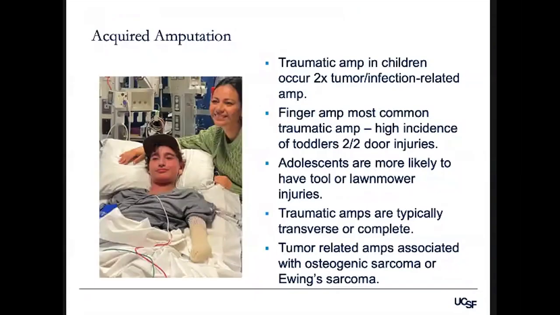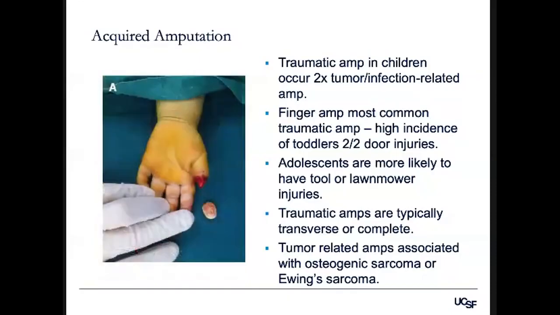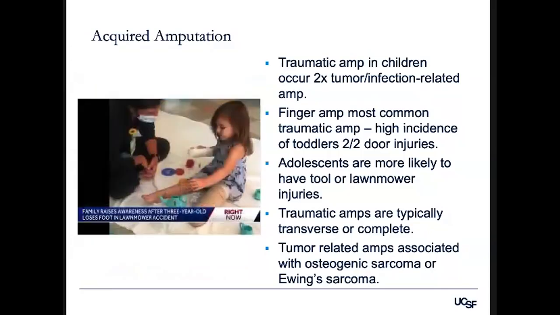With regard to acquired amputation, traumatic amputations in children tend to occur twice as often as amputations from tumor or infection. In all age groups, finger amputations are actually the most common amputation. The peak incidence in toddlers is due to door injuries. And adolescents are more likely to have injuries related to tools and lawnmower equipment.